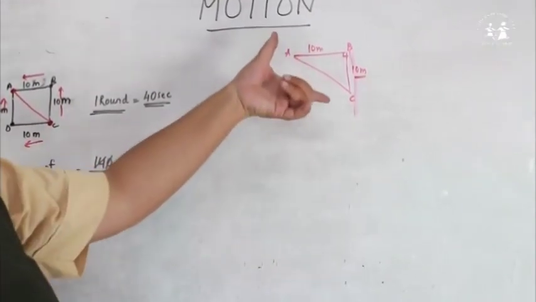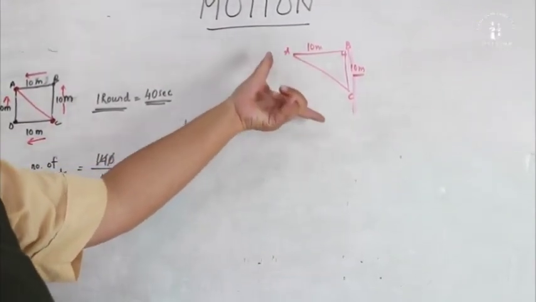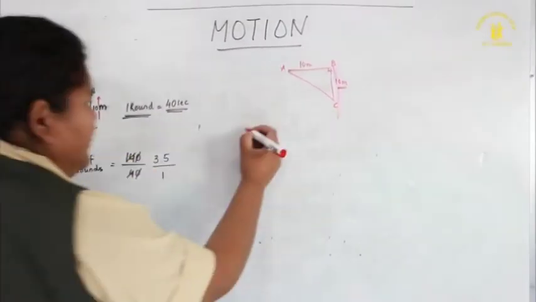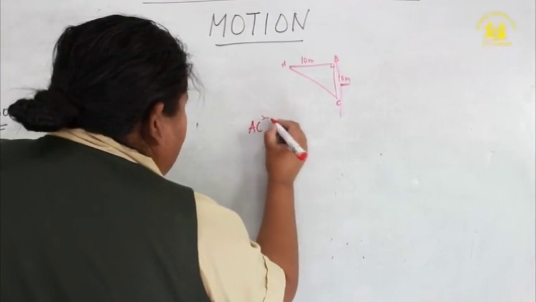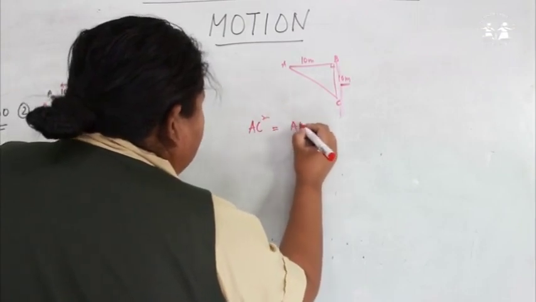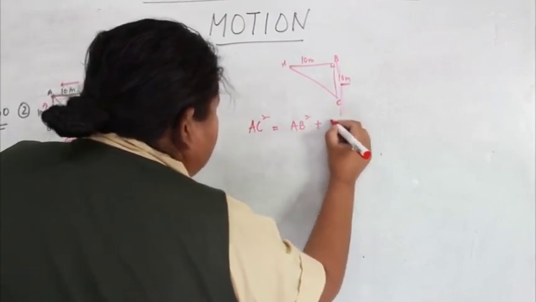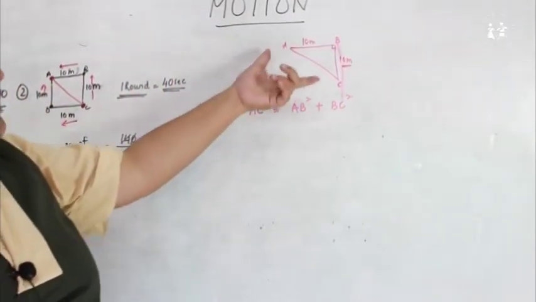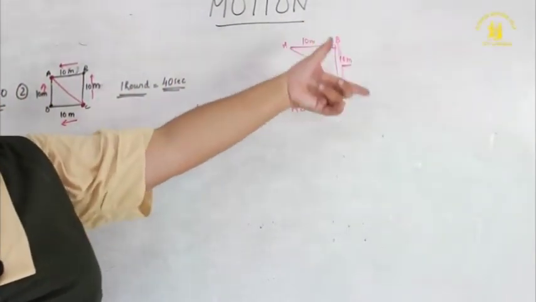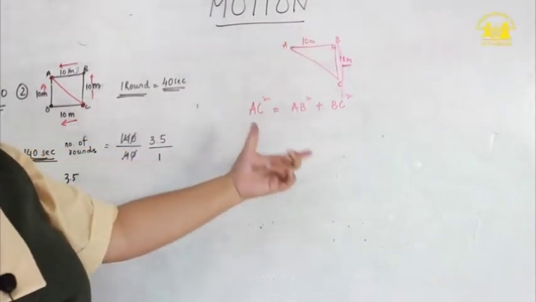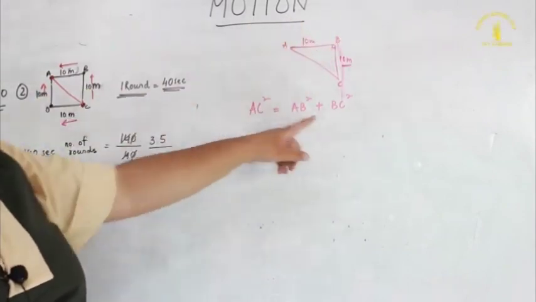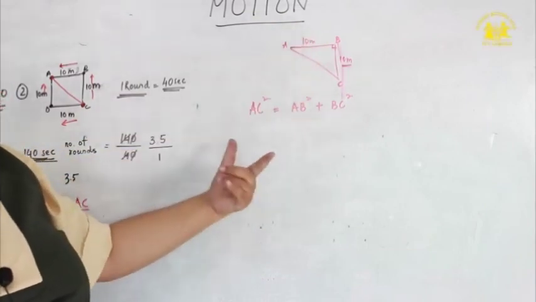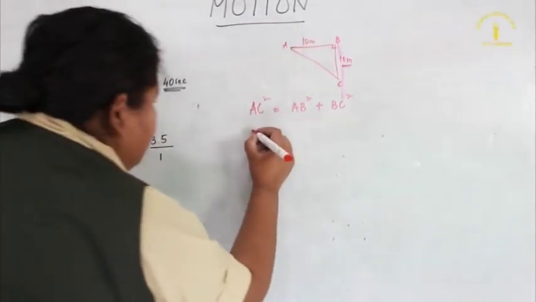In the right triangle we apply the Pythagoras theorem, and what we get is AC square is equal to AB square plus BC square. According to the Pythagoras theorem, hypotenuse square is equal to perpendicular square plus base square. Here BC is the perpendicular, AB is the base, and we have to find the value of AC.